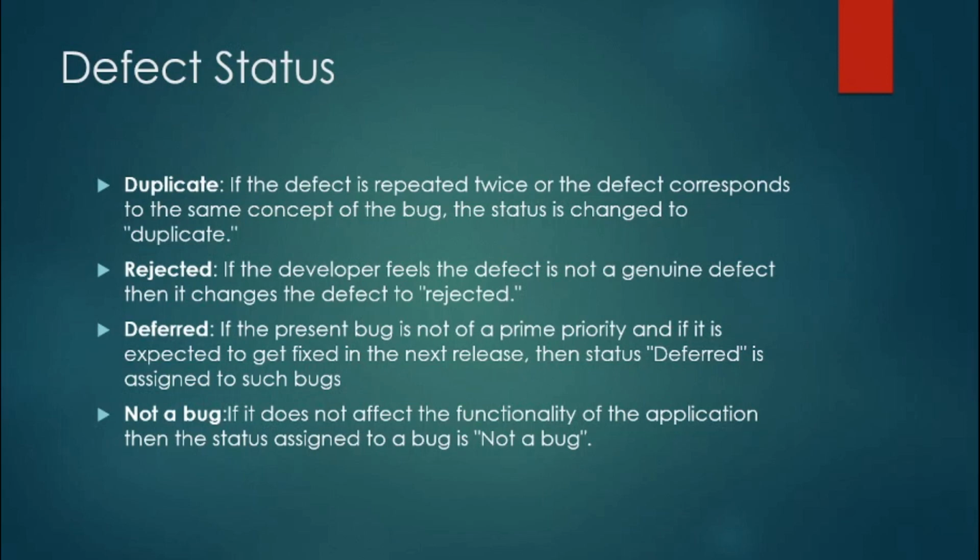In that case, the Scrum Master will change the status of your defect to deferred, which means that this defect is not neglected. It will be taken to the next release and worked on in the next release on priority. First, the developer will have to fix this defect.